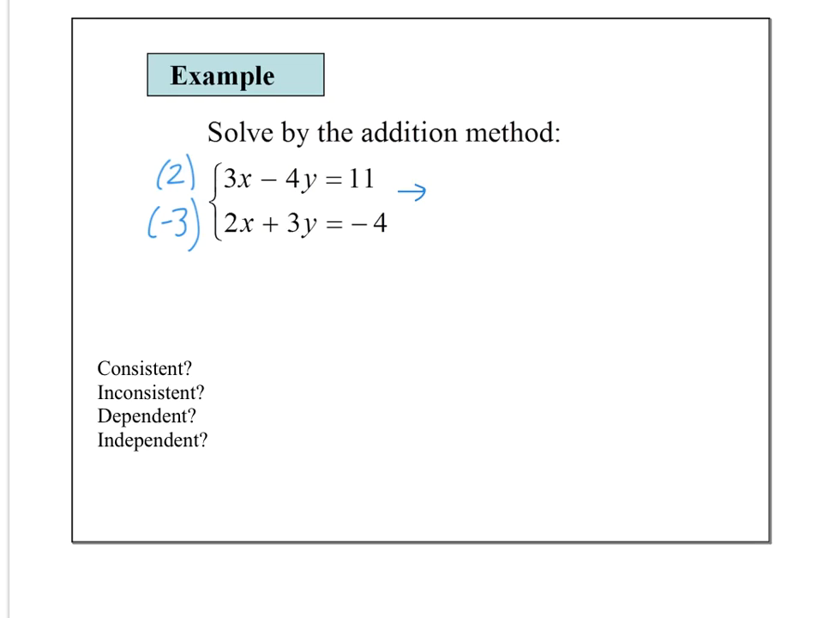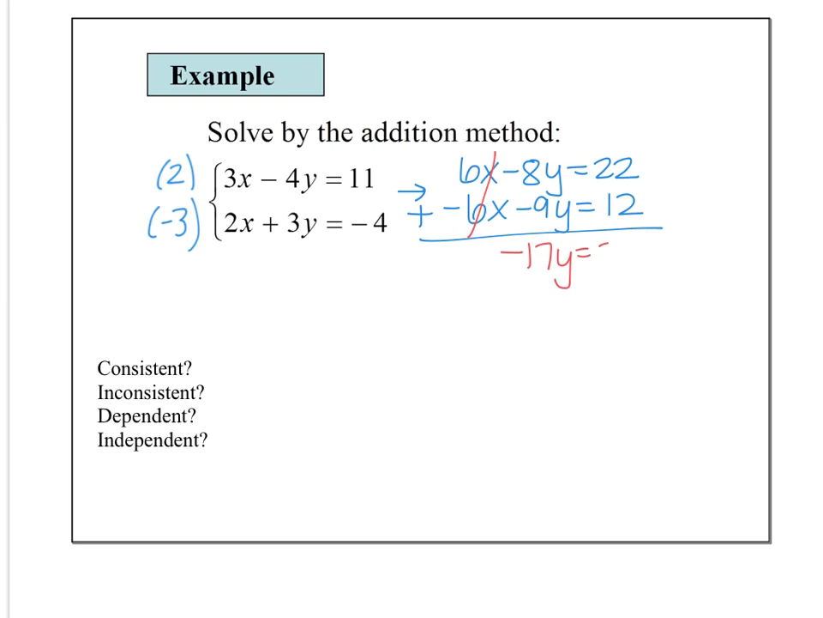So over here, the 2 applies to everything. So 6x minus 8y is equal to 22. And then we have negative 6x minus 9y is equal to positive 12. Now all we have to do is add up. We see that the 6x and the negative 6x cancel. So we're left with negative 17y is equal to 34. So we get that y is equal to negative 2.